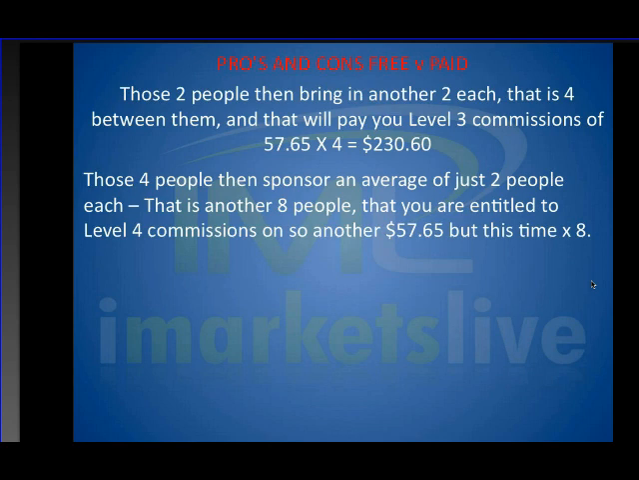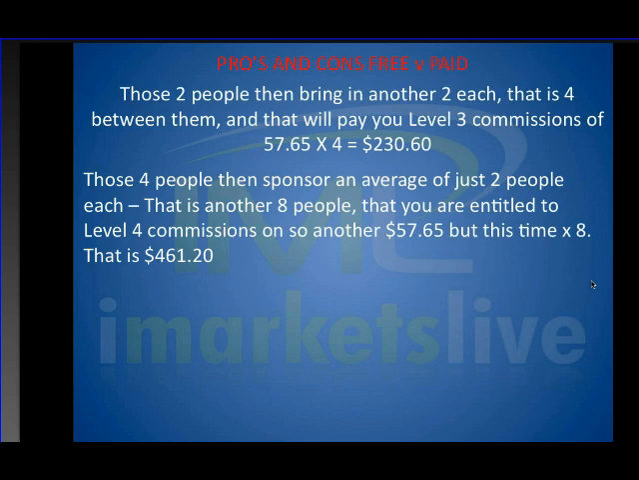So now those 2 people that you've just been paid level 2 commissions on, they go out and get an average of just 2 people each. Now that's 4 between them, so that then pays you level 3 commissions of $57.65. Times that by the 4 people, that's $230. Now, those 4 people, they then go and sponsor an average of 2. Now, you don't know what you're going to find. One might go and sponsor 10, but this is an average. So they go and sponsor an average of 2 people each. That's another 8 people into your team.